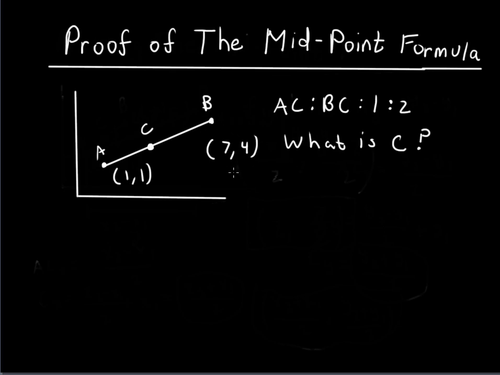For this problem, instead of using the midpoint formula, I would recommend trying to solve it using the proof and taking into account the different proportionality. Because in the midpoint formula, the proportionality is 1 to 1. Here, the proportionality is 1 to 2. So take that into account when you solve this.